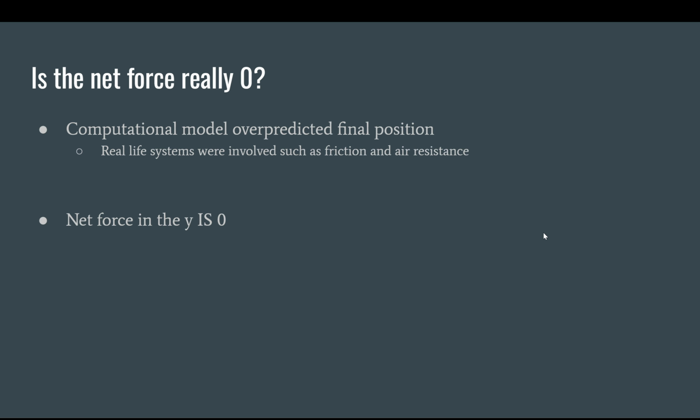And is the net force really 0? Well, the computational model overpredicted the final position. So real life systems like friction and air resistance were involved, pushing it in the negative x direction, meaning the net force was not really zero in the x direction, but the net force in the y direction is zero. Otherwise, it would just be flying into space. But yeah, that's it.